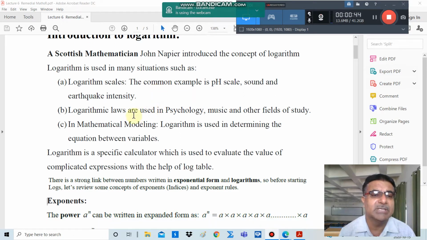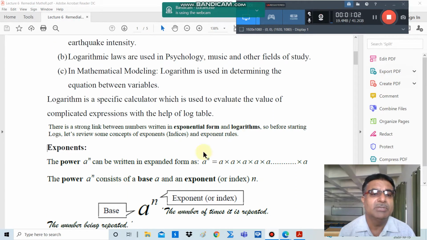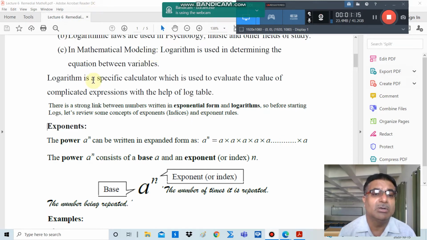Okay, next example, logarithm laws are used in psychology, music, and other fields of study. In mathematical modeling, logarithm is used in determining the equation between variables. Logarithm is a specific calculator which is used to evaluate the value of complicated expressions with the help of a log table. Yes, there is a strong link between numbers written in exponential form and logarithms.